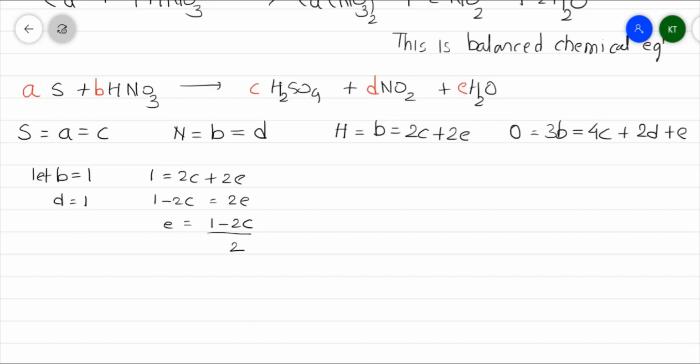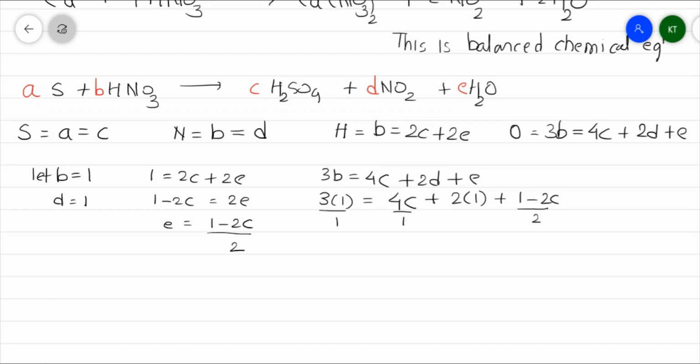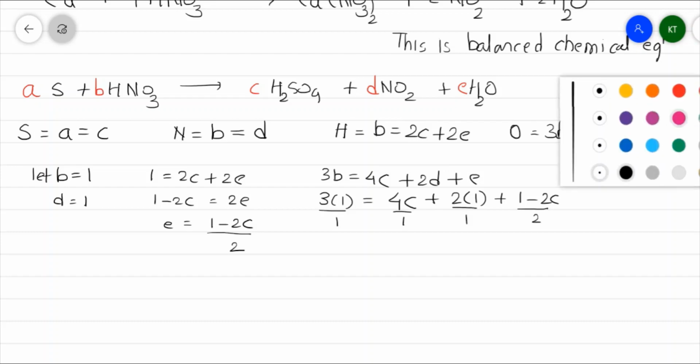So let me substitute in this particular equation. I have 3B is equal to 4C plus 2D plus E. So I got values of B, D and E. So I am substituting B value as 1. So 3 into 1 is equal to 4C, C value I don't know, plus 2, D value I got as 1, plus E value I got as (1 minus 2C) upon 2. Everywhere you assume 1 as a denominator.